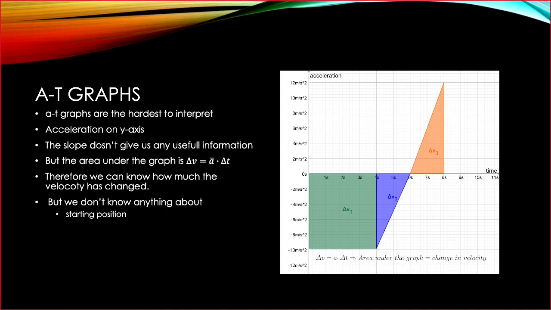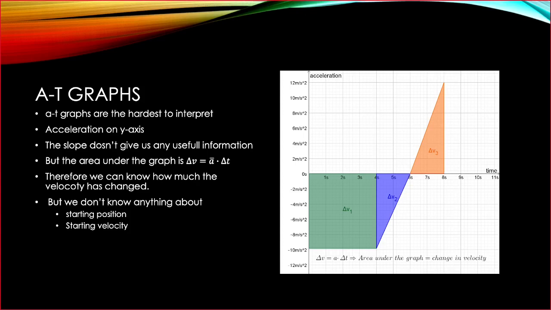But we don't know anything about the starting position. This graph doesn't give anything about the starting position. The starting position could be up in space, it could be 10 feet from the ground. We also don't know anything about the starting velocity. The starting velocity could be 0. It could be 1,000,000 miles an hour. We don't know.